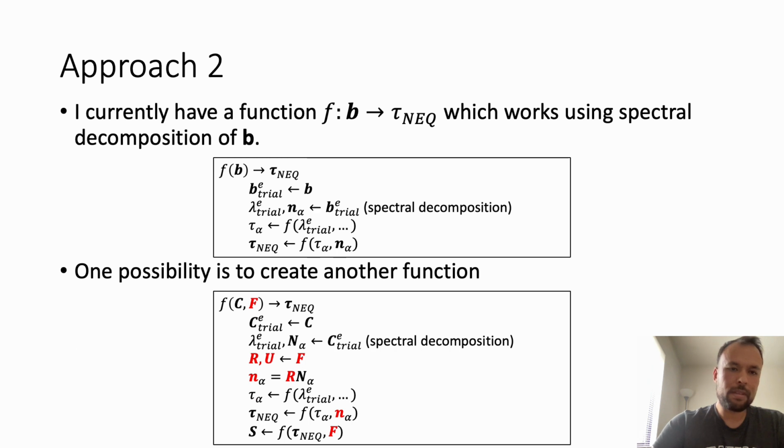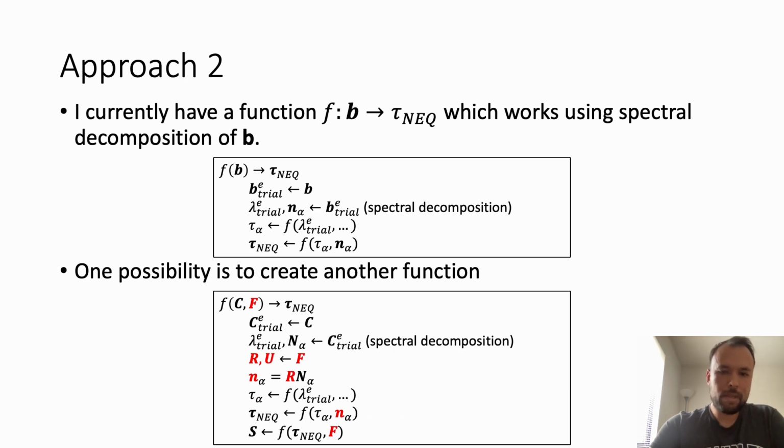And then approach two is as such. So I currently have this function that gives me the spatial stress, or tau, given the deformation gradient, given the left Cauchy-Green deformation tensor. But it does so by spectral decomposition of B into lambda and the eigenvectors. Now, B and C, the reference equivalent of B, they share the same lambda, but their eigenvectors are different.